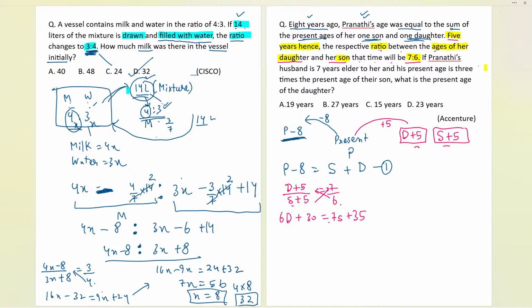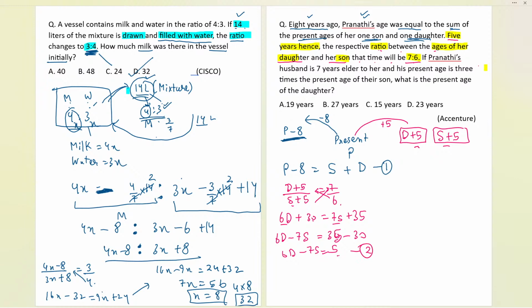Now here we are getting 7S and 6D. Let us take this 7S on the other side. It will be 6D minus 7S. Now 35 minus 30, it will be 5. And here it is 6D minus 7S we have got over here. So that is the equation that we have framed. I hope you all are getting this point. This is the first equation that we have framed. Second equation we have framed over here.